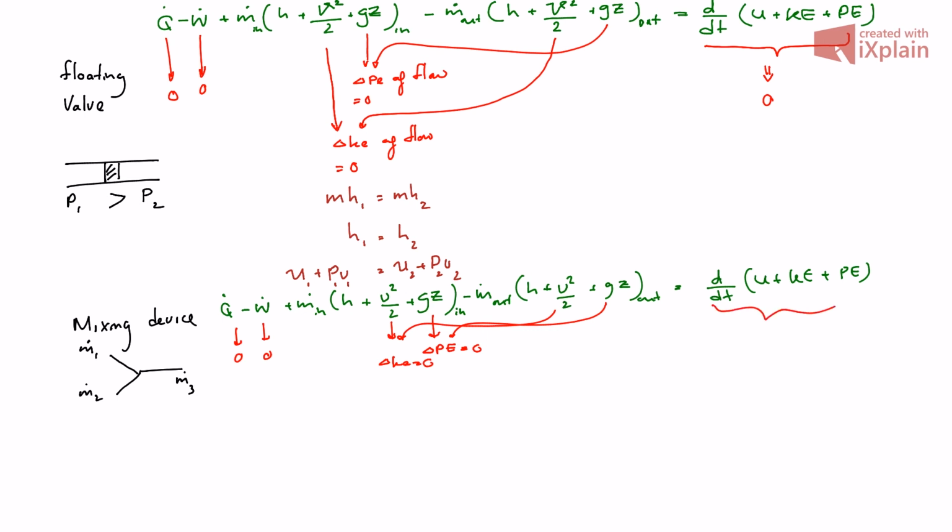However, one crucial thing to understand here is that mass comes into the system from two inlets and mass goes out of the system from one outlet. So it is necessary to write a mass balance equation for a mixing device. So you can show your final energy balance equation in this form for a mixing device.